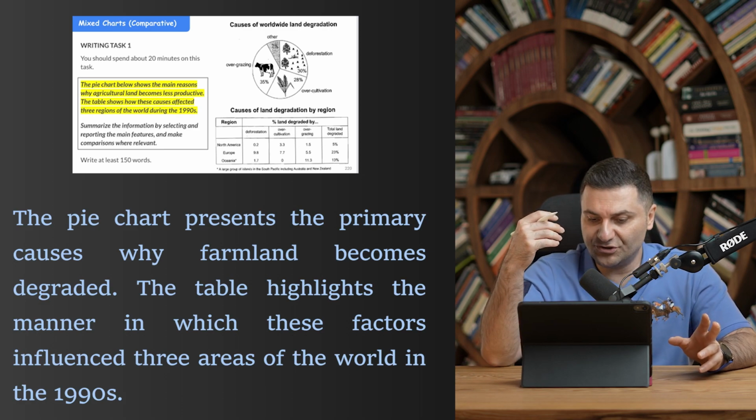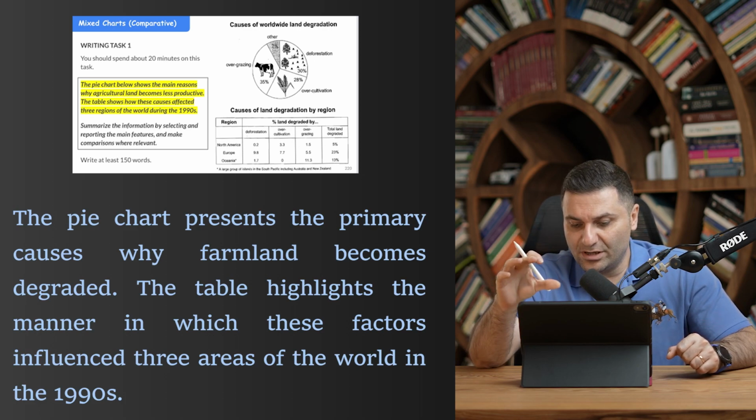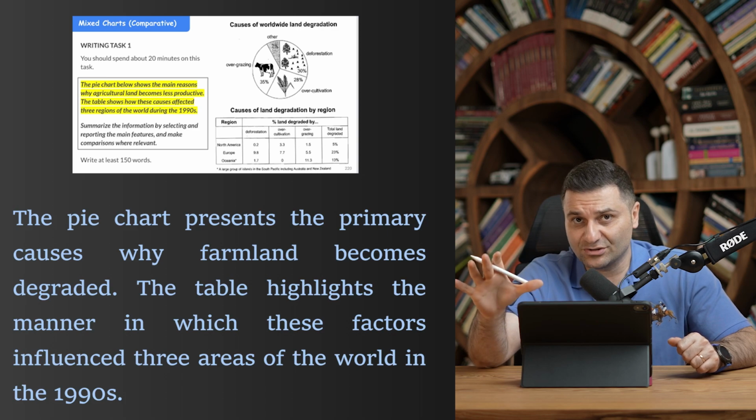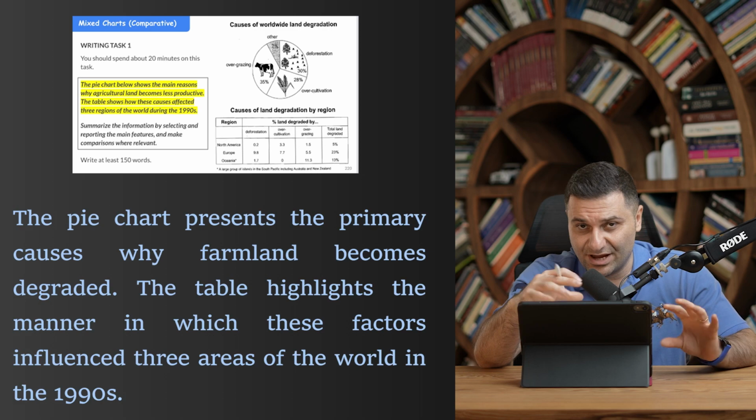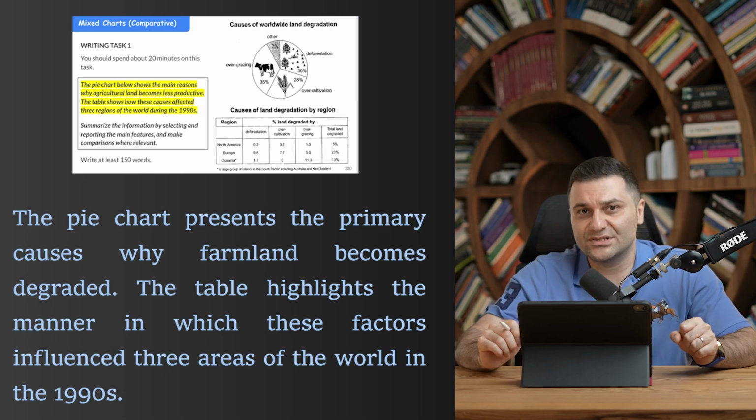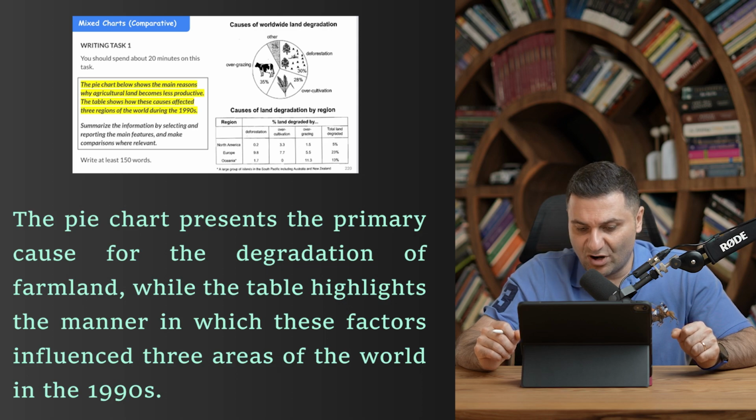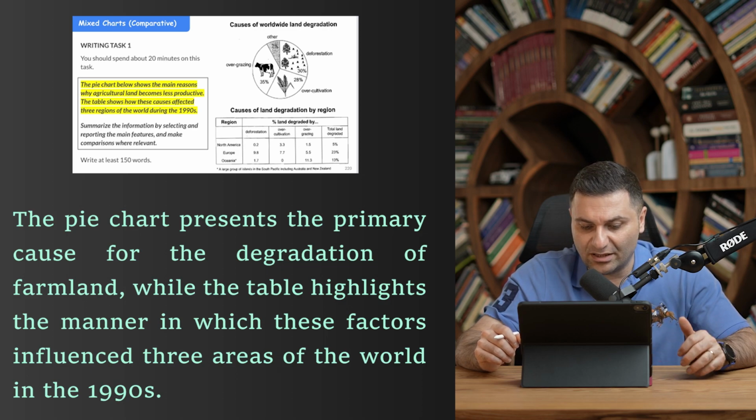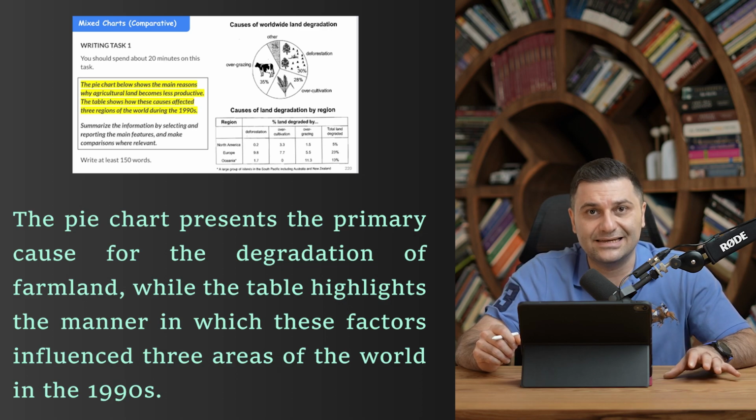Now, we're going to change the word order, and we're going to use a subordinating conjunction in the middle of a sentence to match these 2 sentences together, all right? So our opening sentence will be this one. The pie chart presents the primary causes for the degradation of farmland, while the table highlights the manner in which these factors influenced 3 areas of the world in the 1990s.